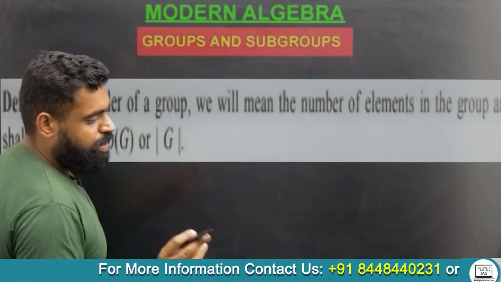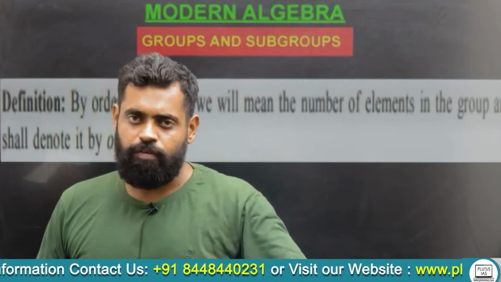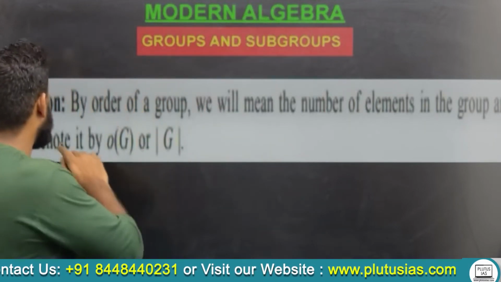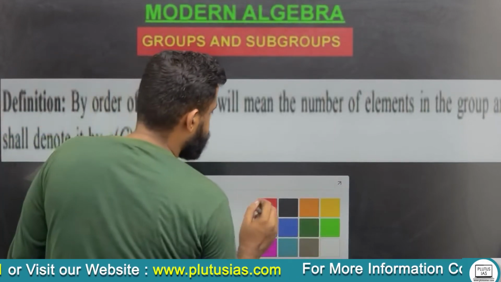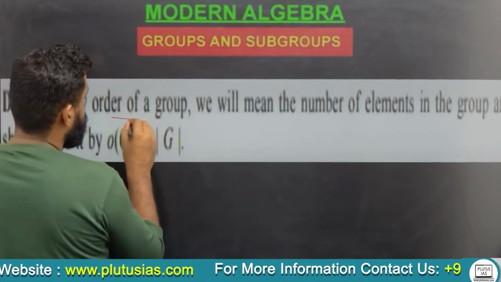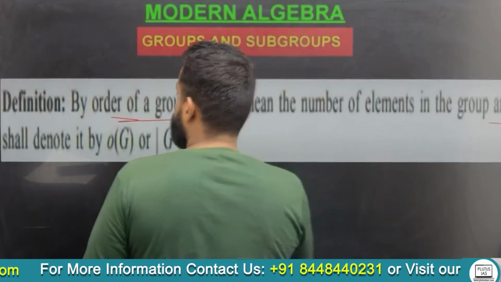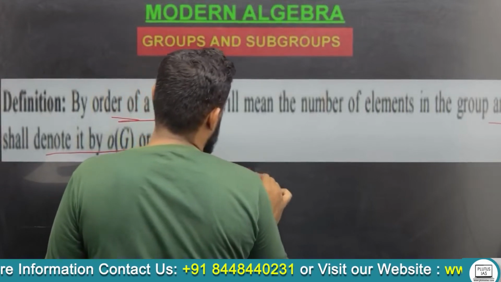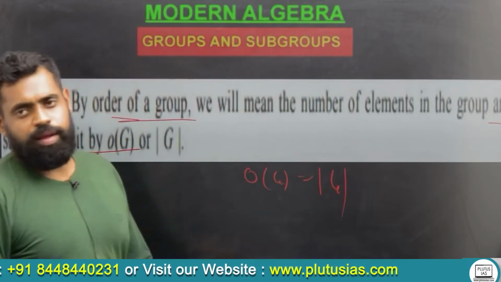I think I am clear with the definition of what we understand by the meaning of group. Okay, so by the order of a group, we mean the number of elements in the group, and we shall denote it by this symbol. This is nothing but the order of the group.